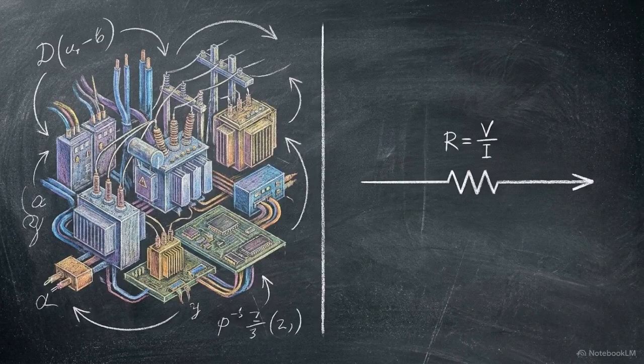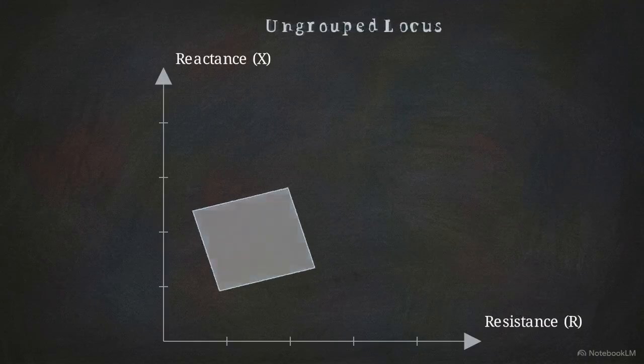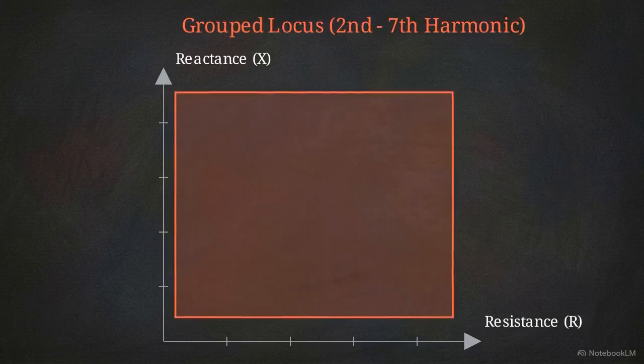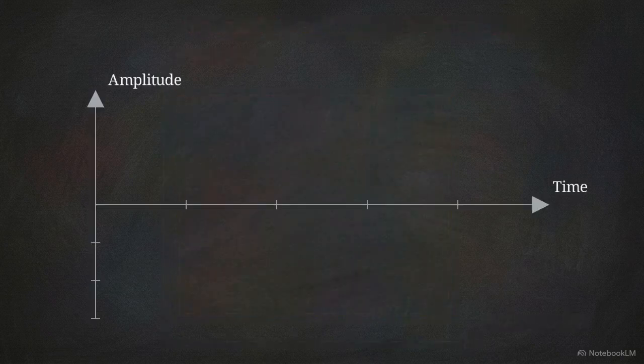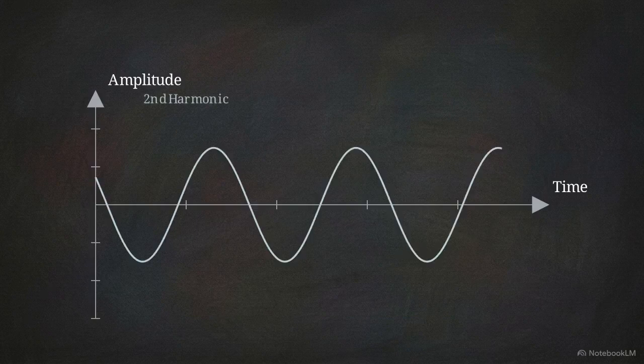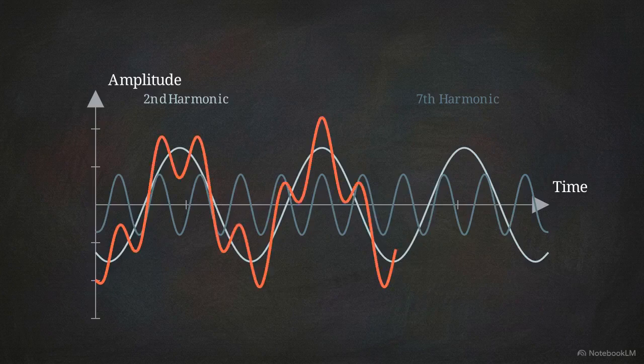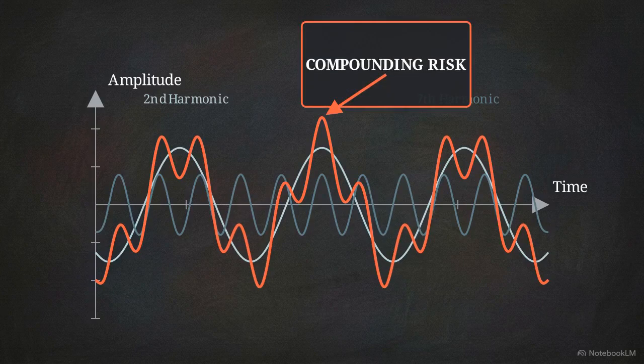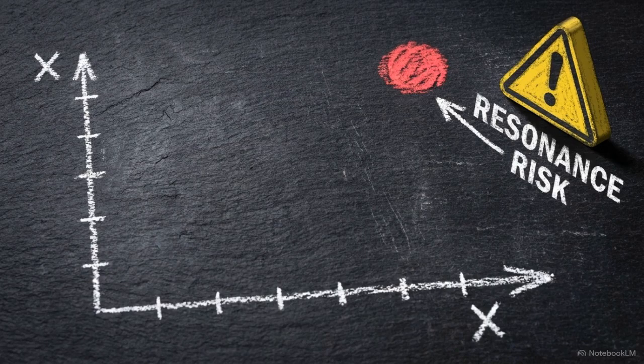In many Stage 3 assessments, the impedance data provided by DNOs is a conservative simplification of the actual network. This leads to the use of grouped loci, where several harmonic orders are bundled into a single, massive impedance envelope. The grouping logic assumes the worst-case scenario for the second harmonic could occur simultaneously with the worst case for the seventh. These oversized envelopes often create phantom resonance risks. They suggest a failure at coordinates that do not physically exist on the network.